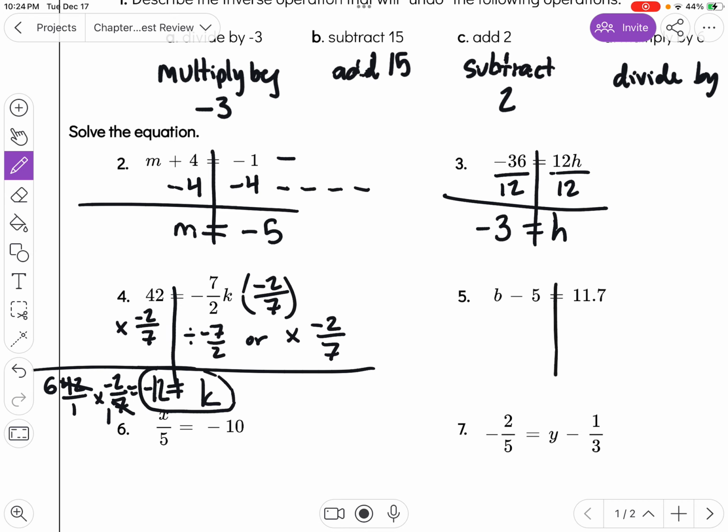Number 5, all I need to do here is add the 5 over. The only thing we've got to be careful of is where do we line that 5 up. It's in the ones place. We're going to leave it in the ones place. B is equal to 7, decimal point, 1 plus 5 is 6, and then the 1 just drops down. B is equal to 16.7.